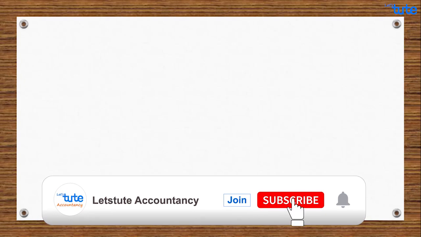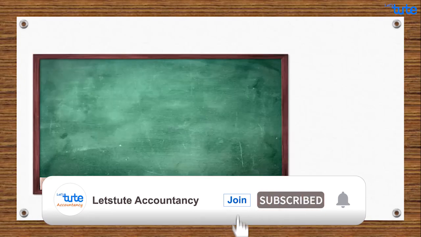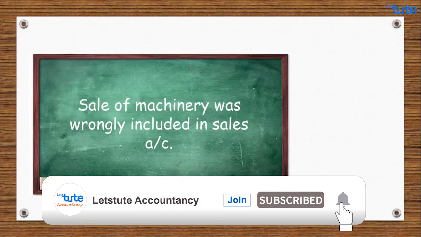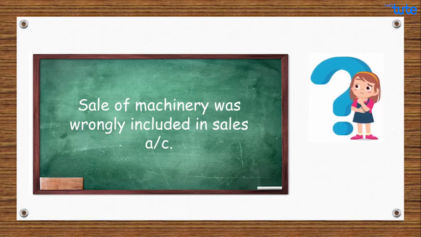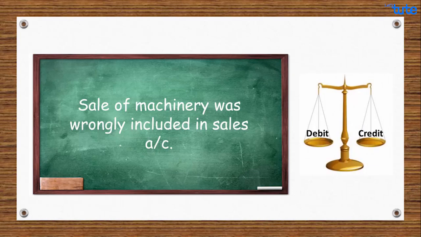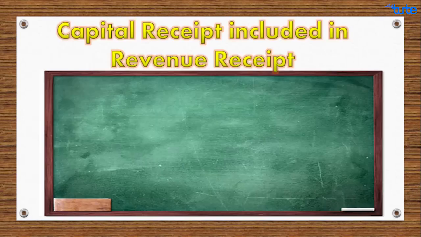Moving ahead, if in question it is given that sale of machinery was wrongly included in sales account. Friends, can you tell the effects in the final accounts for the given example? Let's have a look at the correct journal entry and its effects in final accounts.